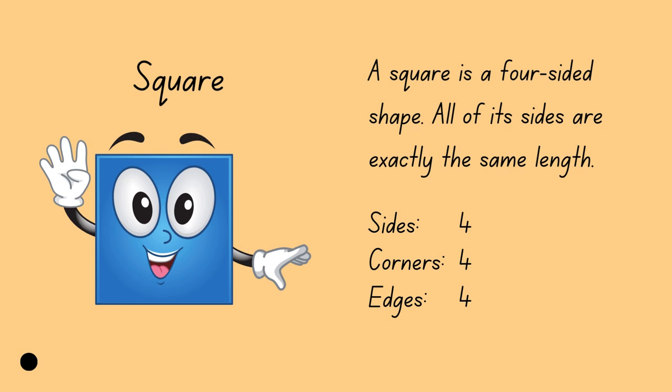Yes, square. A square is a four-sided shape. All of its sides are exactly the same length. How many sides does it have? Four. It has four corners and four edges.